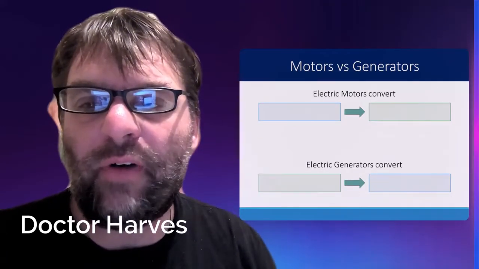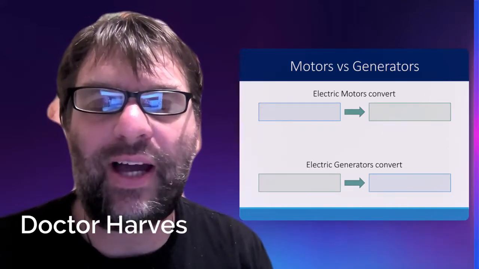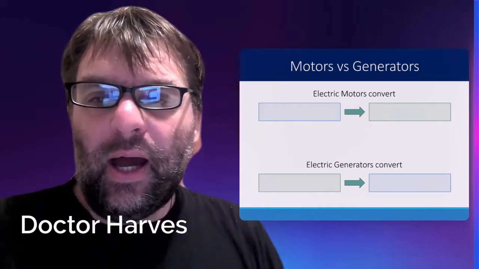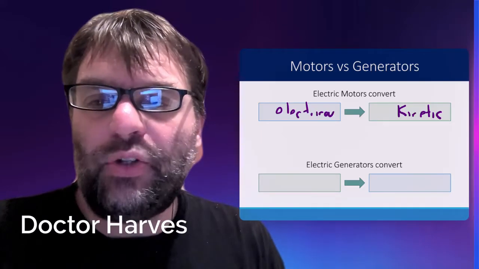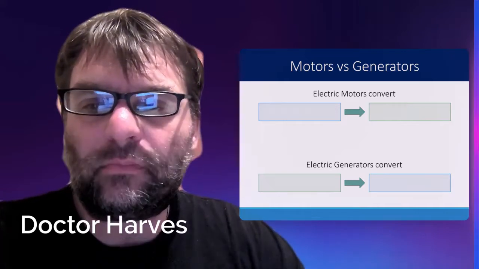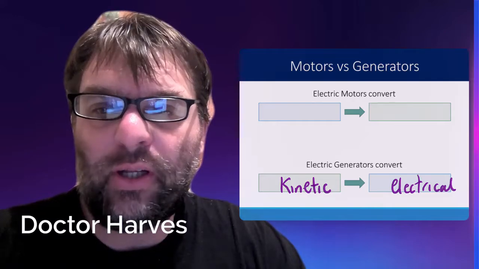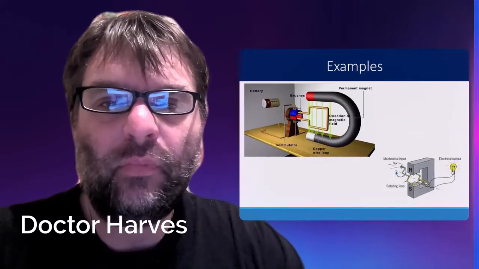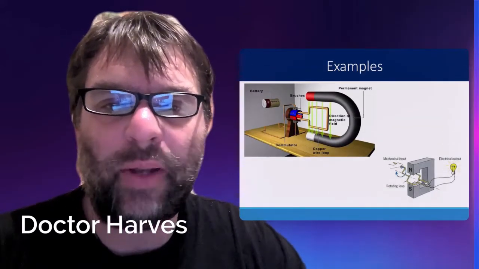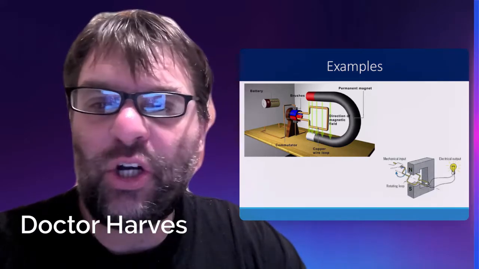In terms of electromagnetic induction, it can go both ways. So basically, electric motors convert electrical energy into kinetic energy, whereas electric generators convert kinetic energy into electrical energy. And these are a couple of examples here, the top one being a motor and the bottom one being a generator.